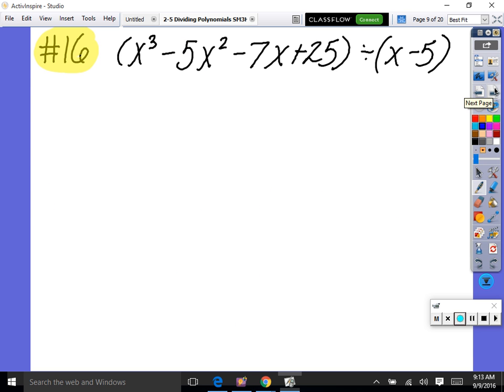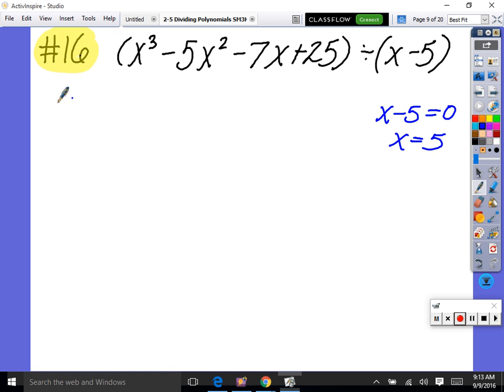Okay, 16, here we go. Here's the important thing that you remember. We've got to set what we're dividing by. So you say, I'm going to use synthetic division because it's linear. So I'm going to go x minus 5 equals 0. We need to use the opposite. We'd add 5, so x equals 5.